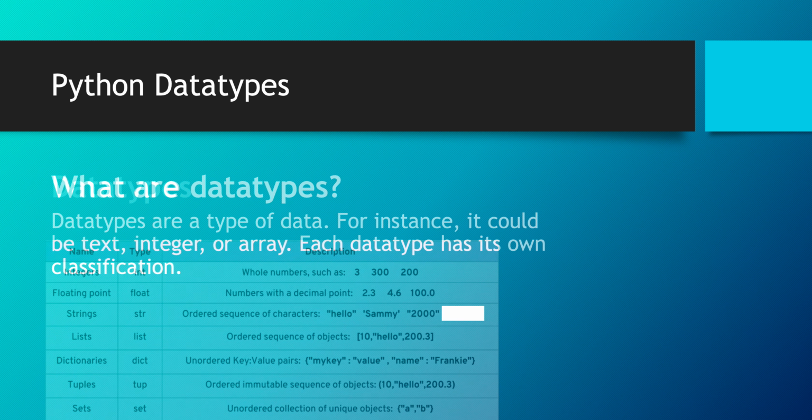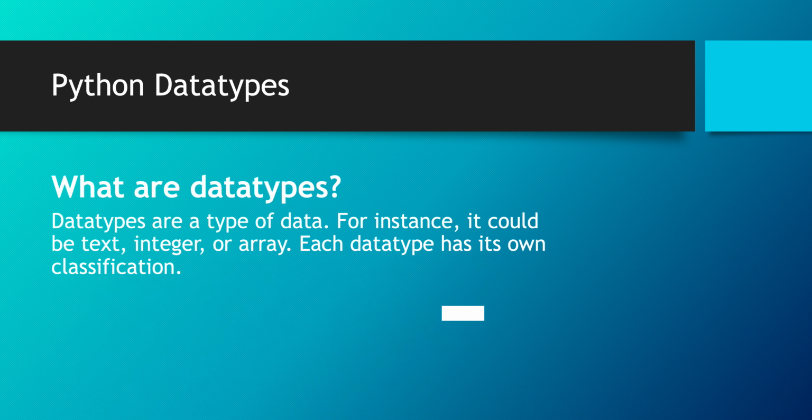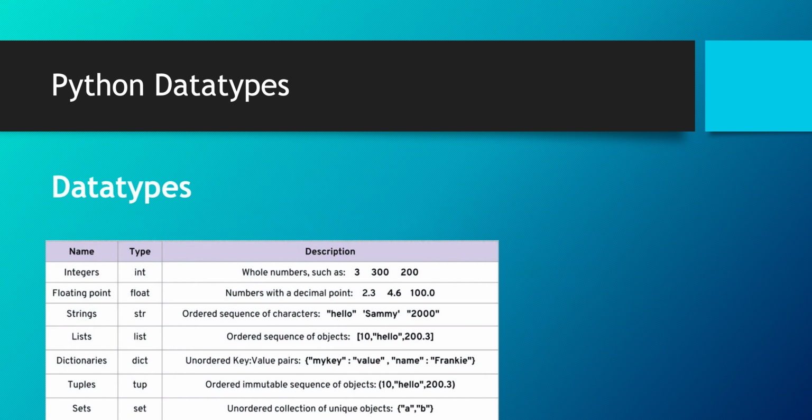So about data types. Data types are a type of data. It's pretty self-explanatory. For instance, it could be text, integer, or array. Text like hello world, integer like 18, and array is just a list of items. In Python, it's called a list, but in other programming languages, it's called an array. Each data type has its own classification. So these are some examples of data types.